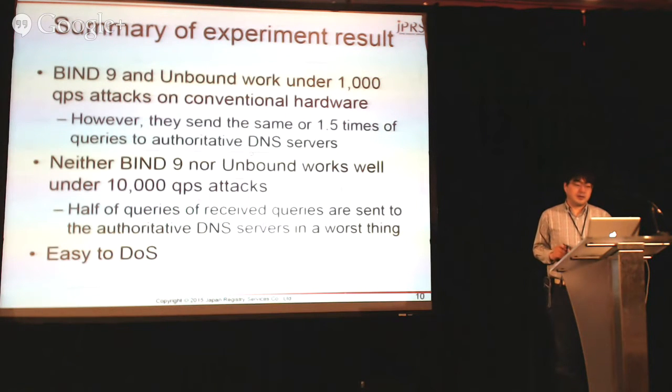And this is the summary of the experiment result. BIND9 and Unbound work under 1,000 query per second attacks on conventional hardware. However, they send the same or 1.5 times the queries to authoritative DNS servers. And neither BIND9 nor Unbound works well under 10,000 query per second attacks. And half of the received queries being sent to the authoritative DNS servers is the worse thing. As a result, it is easy to DoS.